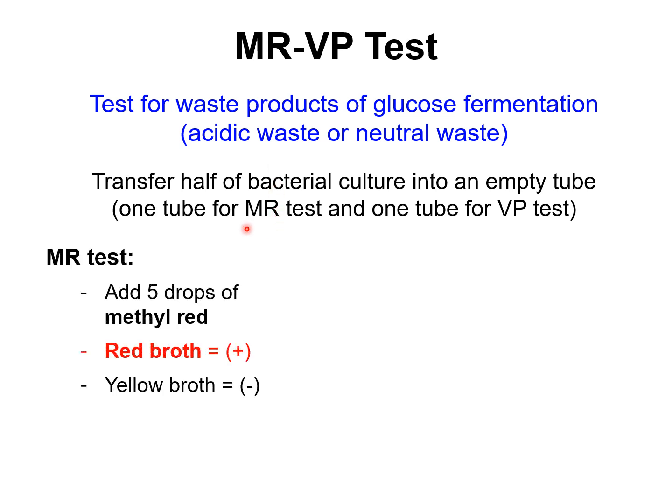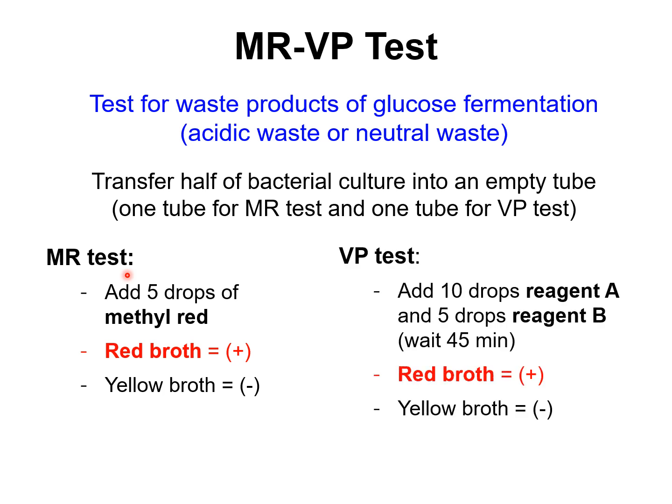Again, I'll show you an image to make more sense of what I'm saying. Right here, you would do a methyl red test. You would take some of that bacteria culture and put it into an empty test tube, and then do the methyl red test. To do that, you add 5 drops of methyl red. If your broth turns red, that means it's positive. If your broth remains yellow, that means negative.